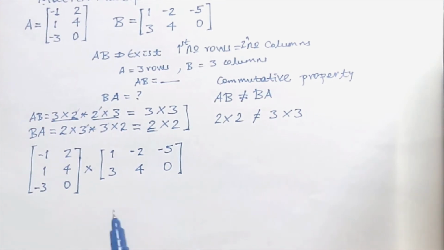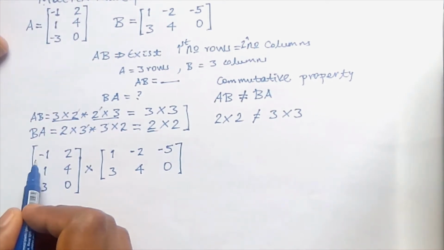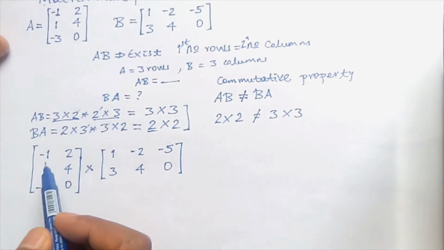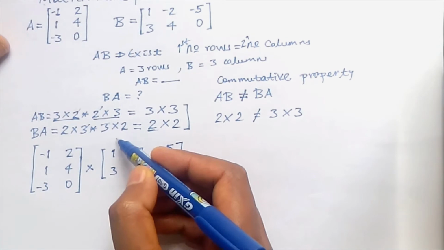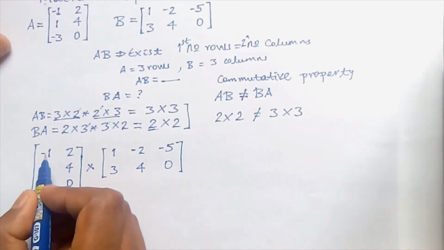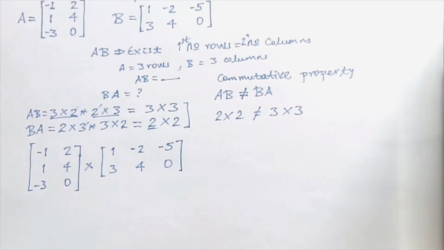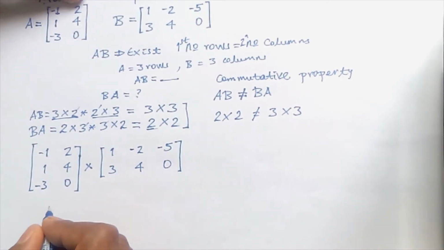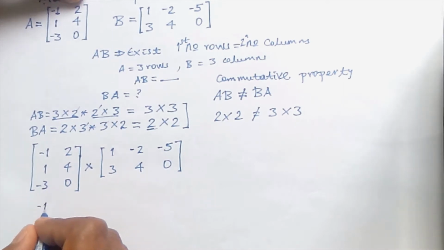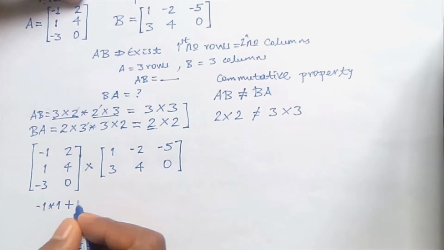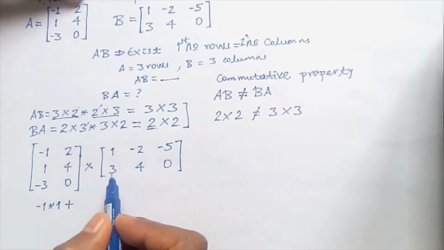How do we multiply this? The first row of the first matrix times the first column of the second matrix. So here -1 times 1 plus 2 times 3.